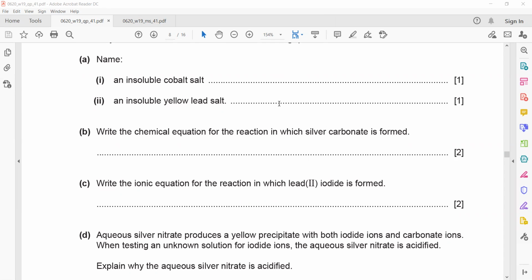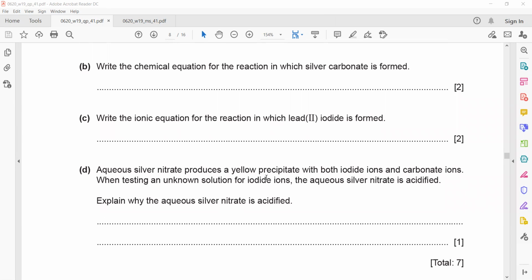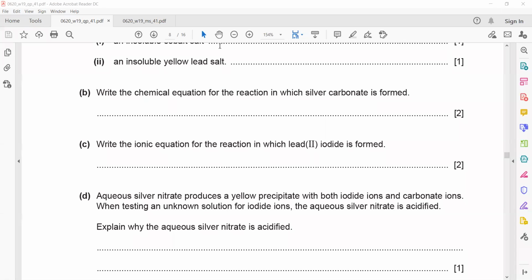The next question: aqueous silver nitrate produces a yellow precipitate with both iodide ions and carbonate ions. When testing an unknown solution for iodide, the aqueous silver nitrate is acidified. Why is the aqueous silver nitrate acidified? So what happened, as you can see, when you have silver nitrate, it was giving a yellow precipitate with both iodide and carbonate. What is the reason why we acidify, or add acid?